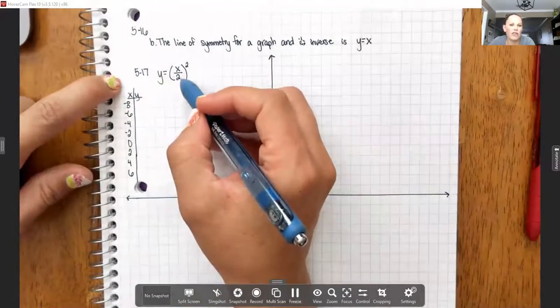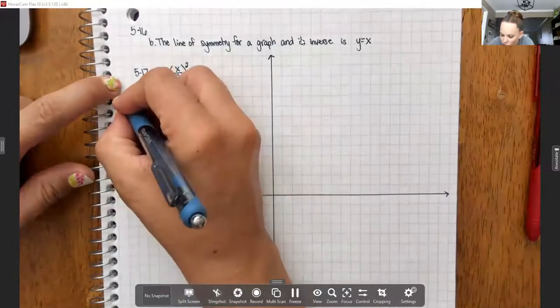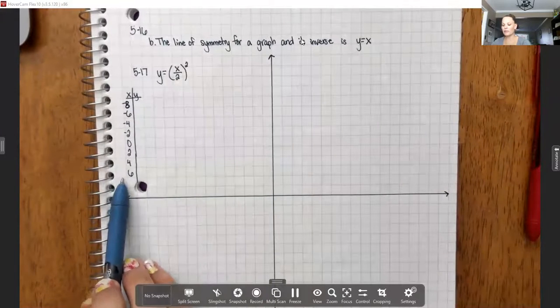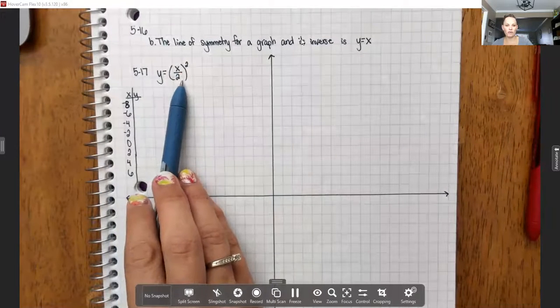Because I'm dividing by 2. That way I can help avoid fractions. So again, I'm only making this table to help me plot this graph.